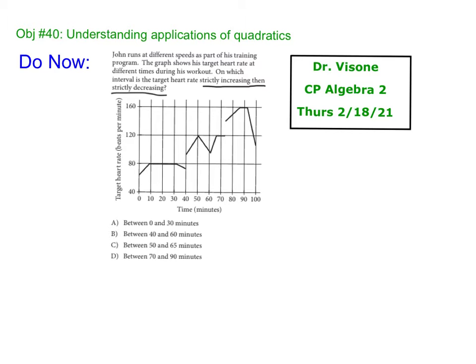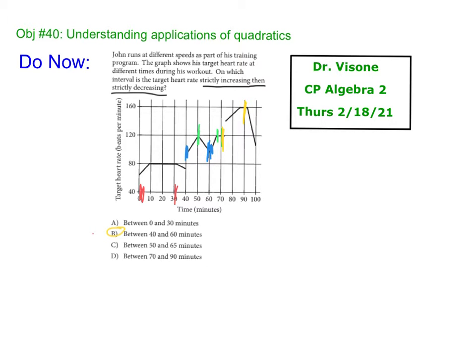Now, we've never defined strictly increasing, strictly decreasing. So use some common sense. See if you can figure it out. Is it between 0 and 30? So 0 to 30. Is he strictly increasing and then strictly decreasing? Between 40 and 60, is he strictly increasing and then strictly decreasing? 50 to 65, so would he be increasing and then decreasing? Or 70 to 90? 70 to 90. So the answer is B.